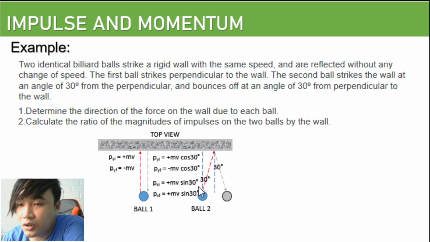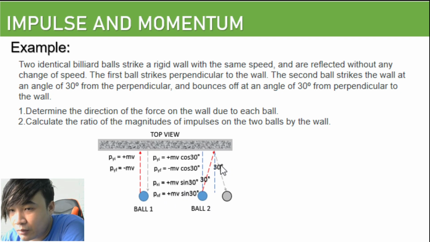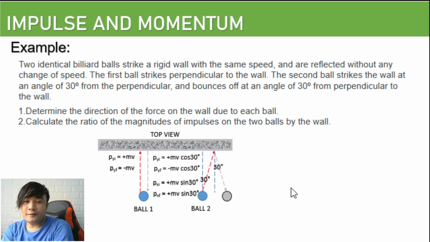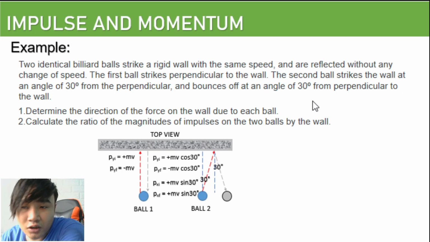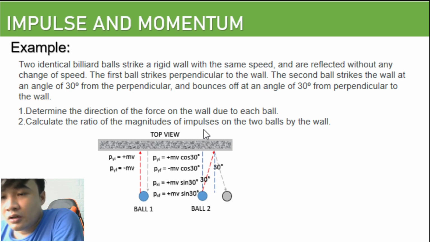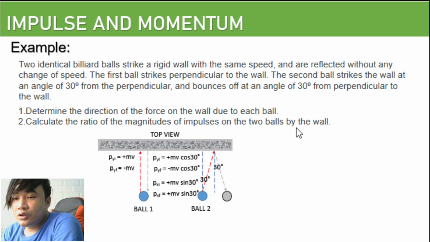Opposite dun sa angle, kaya sine 30 yung ginamit. Then another, yung sa pag-bounce back naman, another mv sine 30, positive, pareho positive to the right. Then ito na yung answer natin for number 1. Then calculate the ratio of the magnitudes of the impulses on the two balls by the wall.